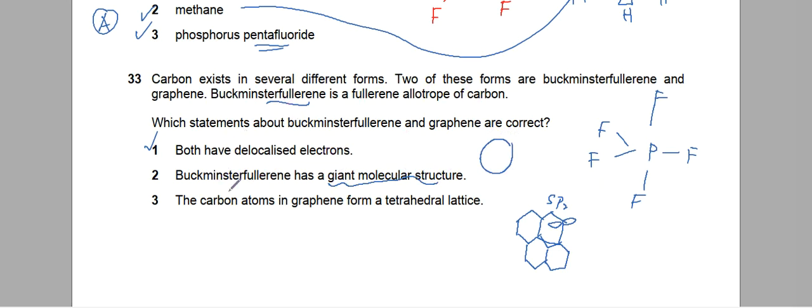So atoms in graphene is not tetrahedral. It's sp2 hybridized, so it's trigonal planar. So this one answer is D. Only one is correct.